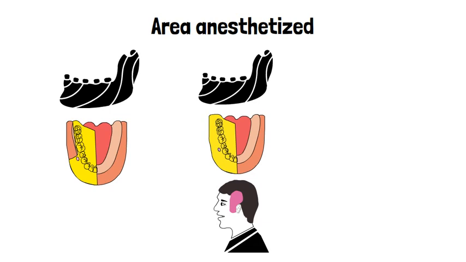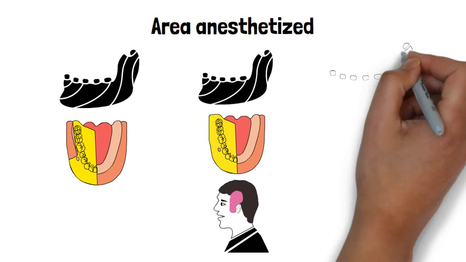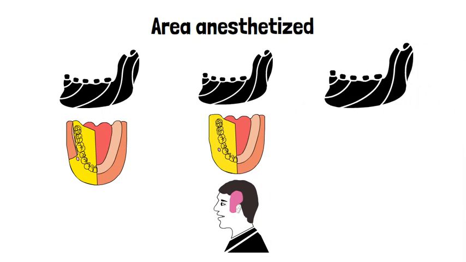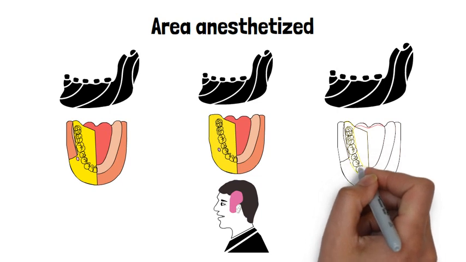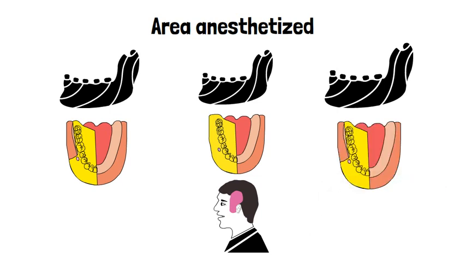The areas that are anesthetized by the Vazirani-Akinosi technique are the mandibular teeth up to the midline, body of the mandible and inferior portion of the ramus, buccal mucoperiosteum and mucous membrane anterior to the mental foramen, anterior two-thirds of the tongue and floor of the mouth, and lingual soft tissues and periosteum.